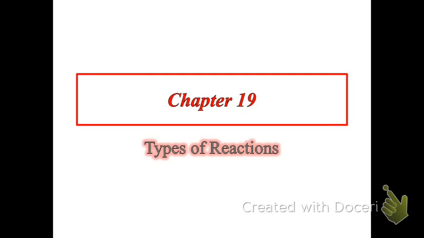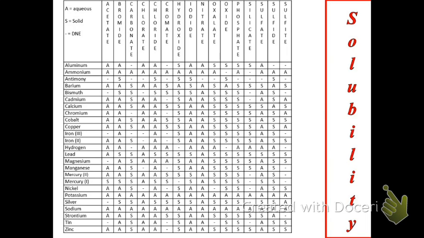This is the second section of chapter 19, basically the types of reactions, part 2. Before we can talk about that, though, we need to talk about this chart that you have in your packet. It's the last chart that we haven't discussed, called the solubility chart. Looks kind of wild and crazy, but once we talk about how to use it, it's not as difficult as it might look at first.